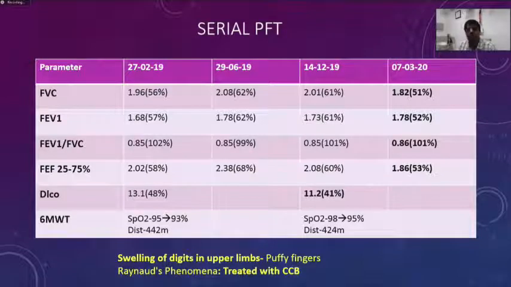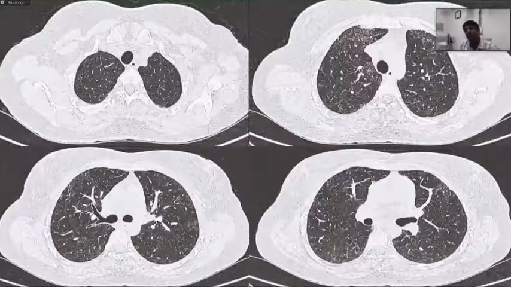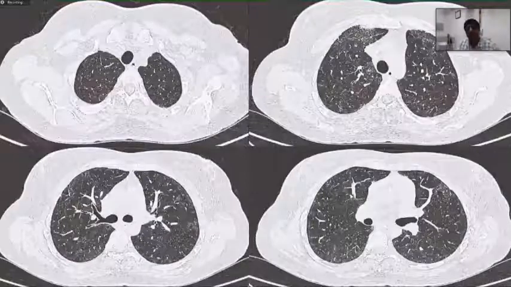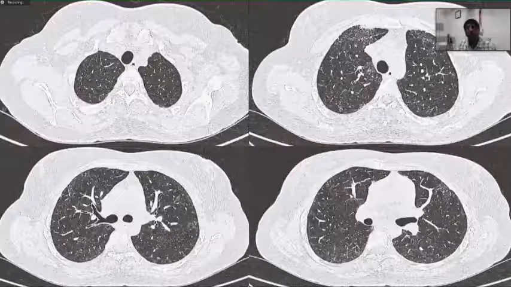In the process of following up the patient, we were able to pick up the swelling of the digits, puffy fingers, and also the Raynaud's phenomenon, which was treated appropriately with calcium channel blockers. And this is a CT scan. It is a progress report of the good work done in terms of delivering the MMF, meticulously following it with the required PFTs, and subsequently after 1 year, this was a CT scan.